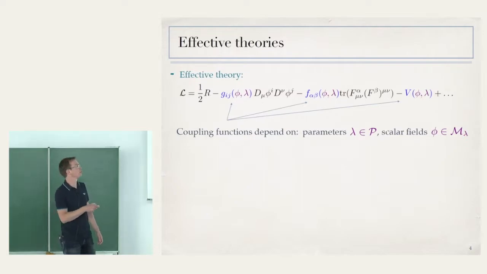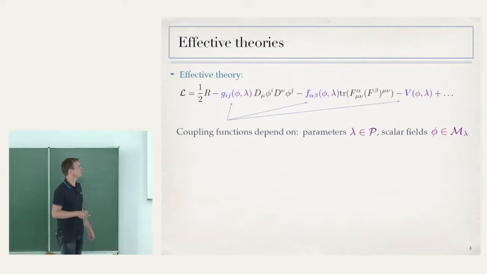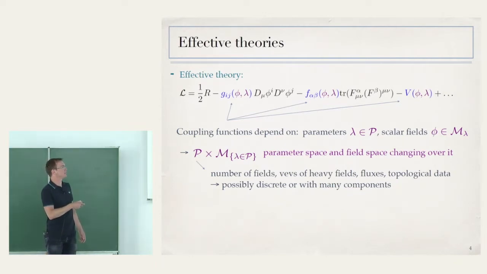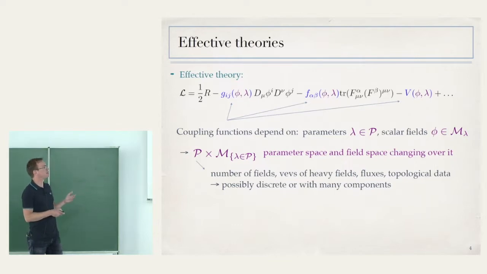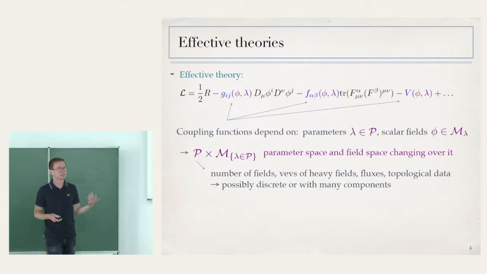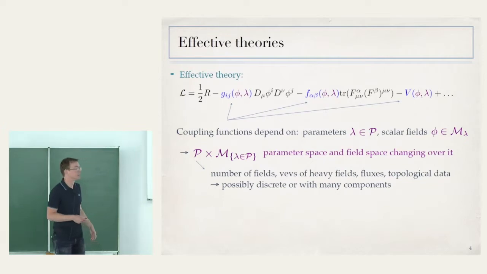Furthermore, you can have a gauge coupling function, which depends on phi and some parameters, or you can have a scalar potential, which depends on the fields phi and some parameters. So we have a parameter space called P and a scalar field space called M, which can also depend on the parameters. So what is the setting? You have a parameter space and field spaces, and your effective theory changes over it depending on what kind of point I fix in these spaces. Now you can imagine all kinds of things. What are parameters? The number of fields could be parameters, or the vevs of some heavy fields, or fluxes in the compactification, topological data of some manifold which is appearing in the compactification. So there are possibly discrete and infinitely many, in principle.